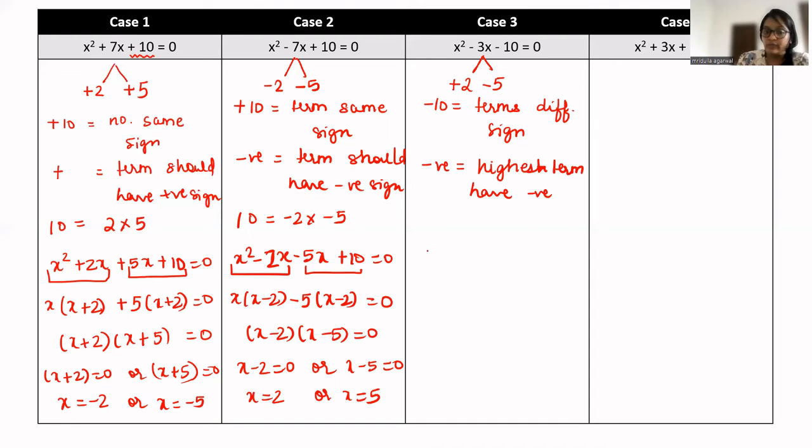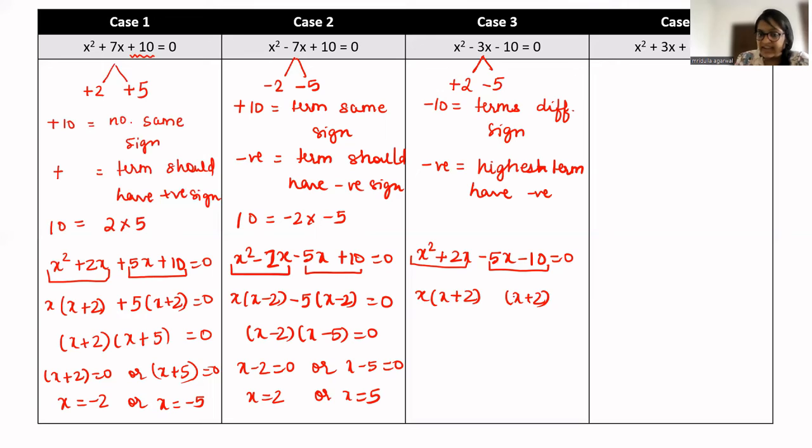So now your equation becomes x squared plus 2x minus 5x minus 10 equals 0. Again, the technique remains the same, grouping of 2 terms. So from here, I have taken x outside. So we have x plus 2. The second bracket should also be the same. So I have written x plus 2 already.